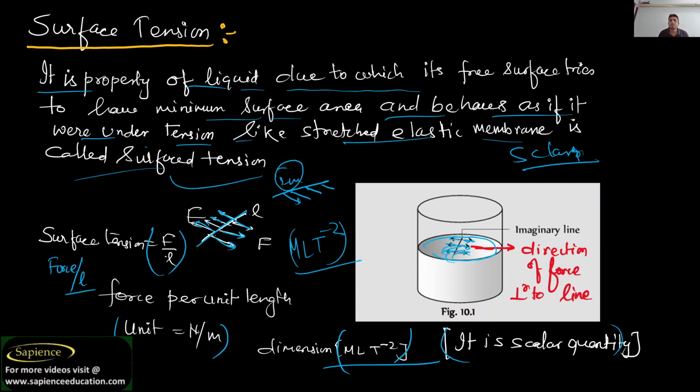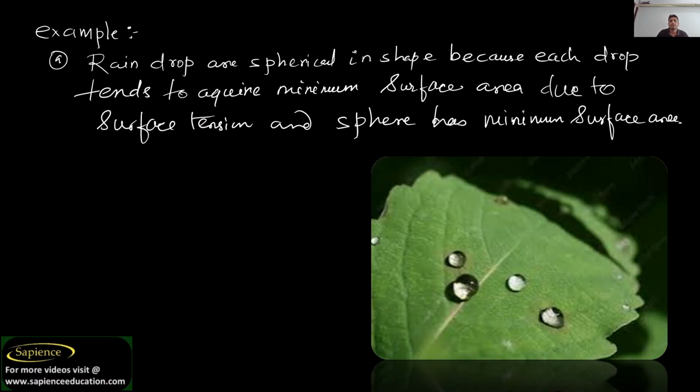So I hope you have understood now what surface tension is. It is the tension on the surface applied by the liquid. Example, rain. See here, one more thing: raindrops are spherical in shape, because each drop tends to acquire minimum surface area due to surface tension.